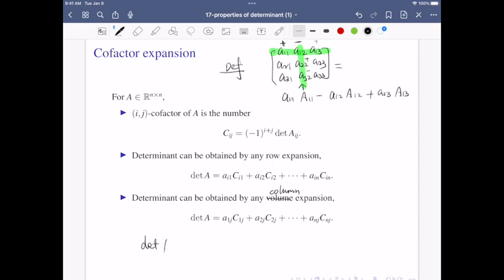So the determinant of A is going to be negative A12 times determinant of A12. Oh, I forgot to write determinant here. Negative A12 times the determinant of A12, and then plus A22 times determinant of A22, and then minus A32 times determinant of A32.